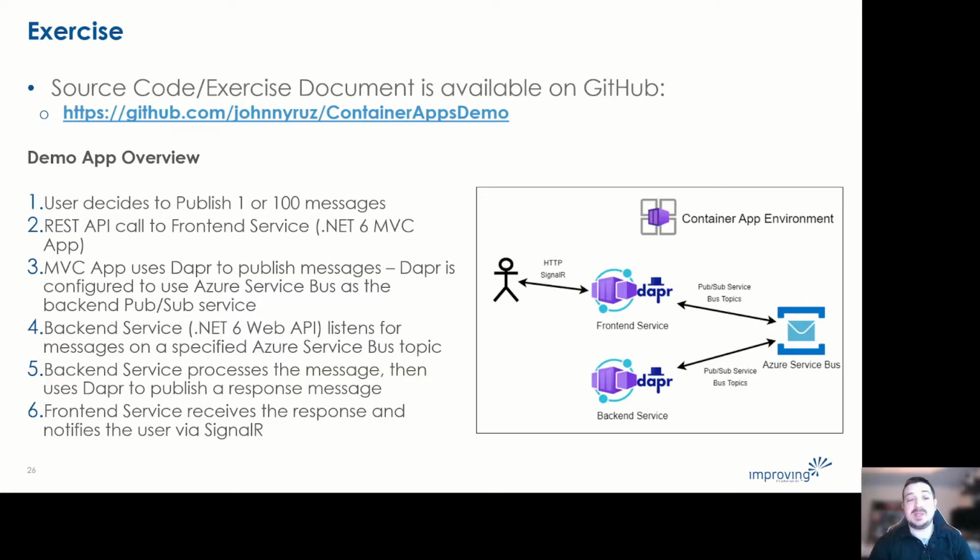The MVC app uses Dapr to publish messages, and then Dapr is configured to use the Azure Service Bus as the backend pub/sub store. Backend service then listens for those messages and picks them up off the topic, does some processing, and then publishes a response message back to that same service bus. And the front end is then listening for those response messages and will reply via SignalR to dynamically and in real time update the web browser UI to show what's going on.